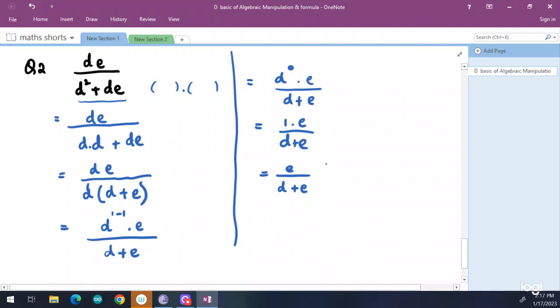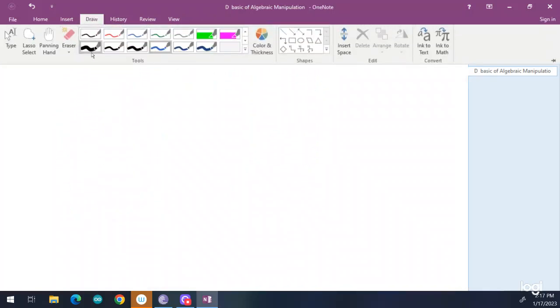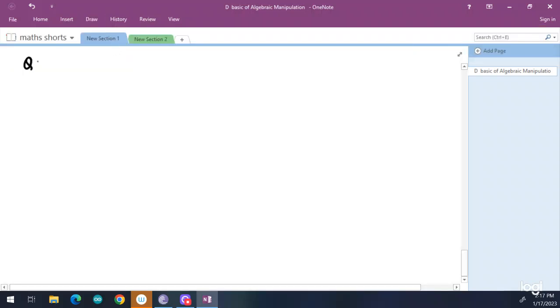So quickly, I'm just going to consider one more question. Question number 3. It's question number 6 in D2. So all those who are following the book: 4d over 6c plus 8d, and the whole thing to the power 2.